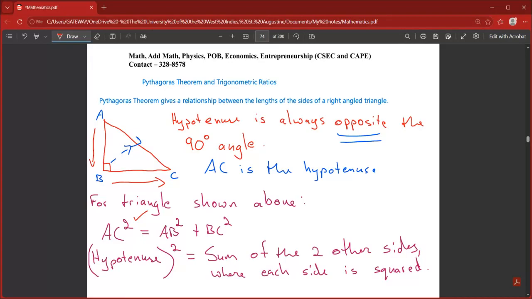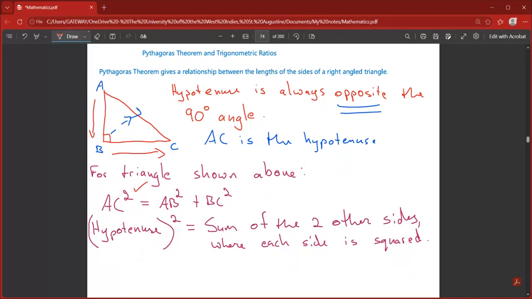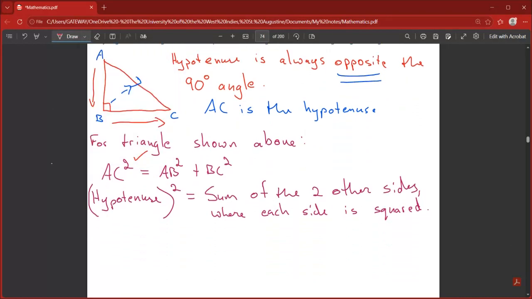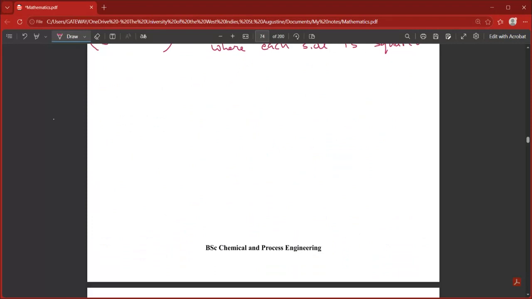We don't need to prove that. We just need to perform some calculations with this. You are allowed to use a calculator in Form 3, so we're going to do some questions involving the use of a calculator.